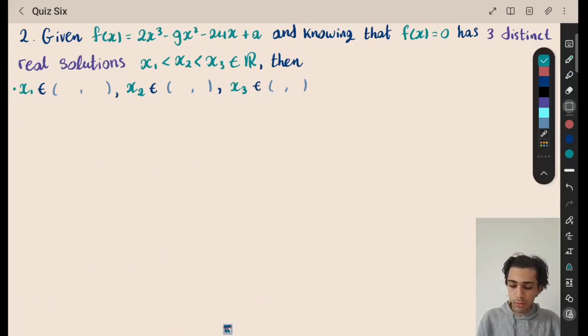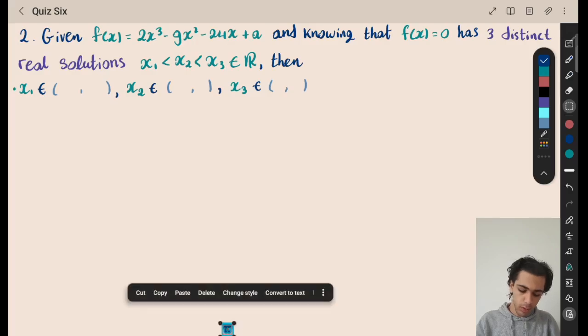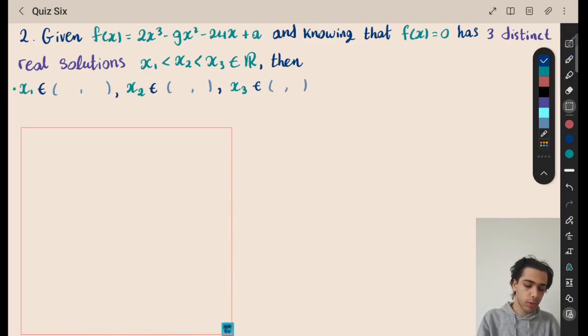If this is the form for f of x, and if the function has three distinct solutions which are real, then we would like to narrow down the intervals in which these three roots will be. It's not easy to see from the first time, but it is good practice to recall the statement of Rolle's theorem.